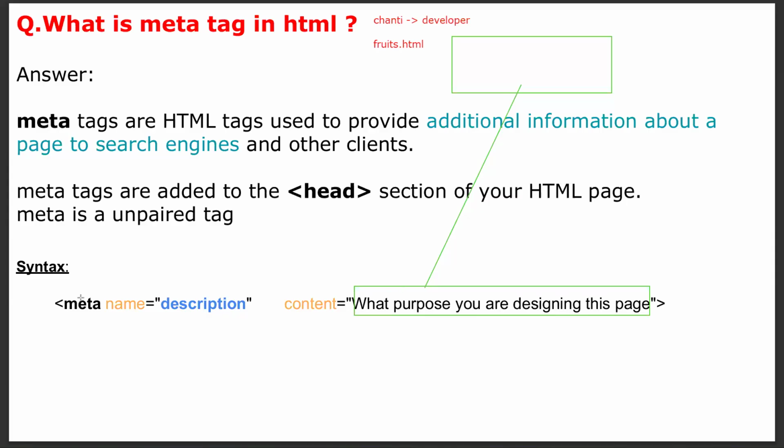I'll repeat. Meta as it is you have to write, and it has totally 5 name related attributes. The first one is description. As it is you have to write description, but this value will be changed. You have to tell why you are designing this page. That's the first thing, guys.